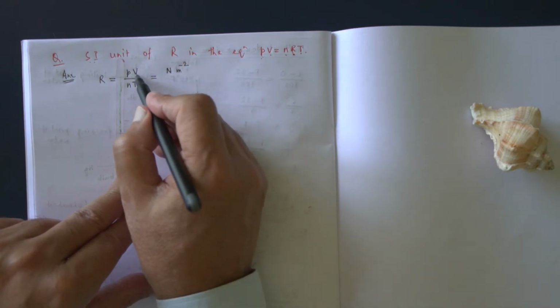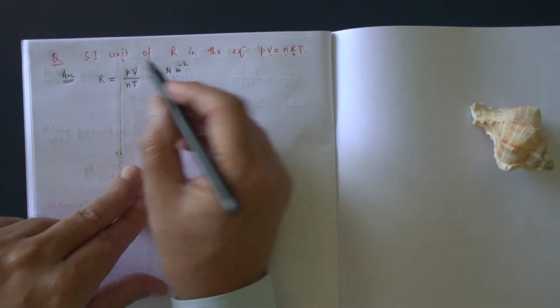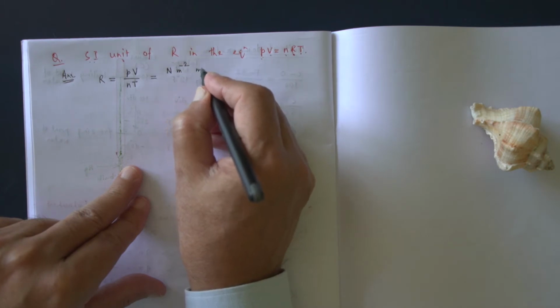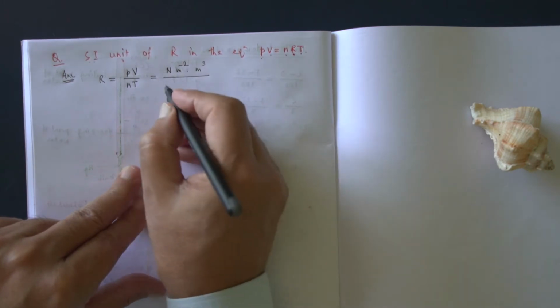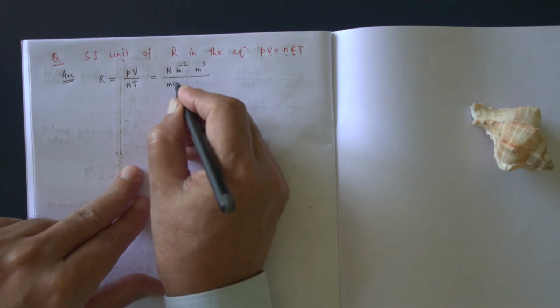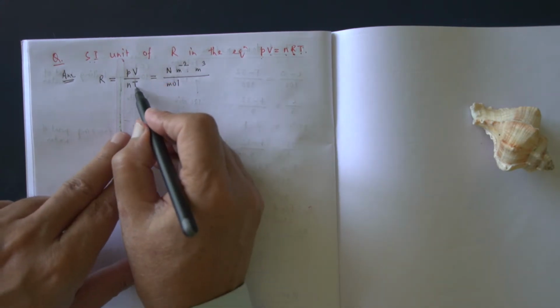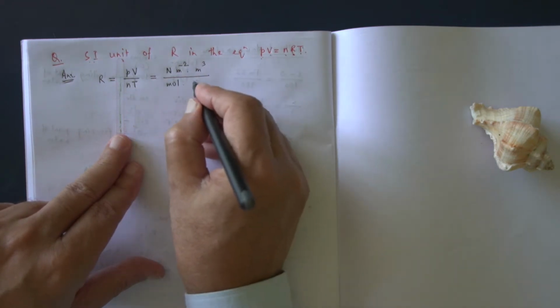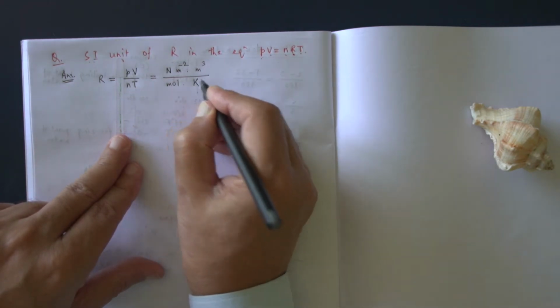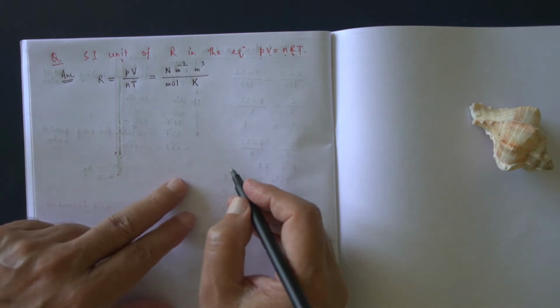What is the unit of volume in SI? Meter cube. Into meter cube. n is mole. And what is the unit of temperature in SI? Kelvin. Capital K, Kelvin. Okay.